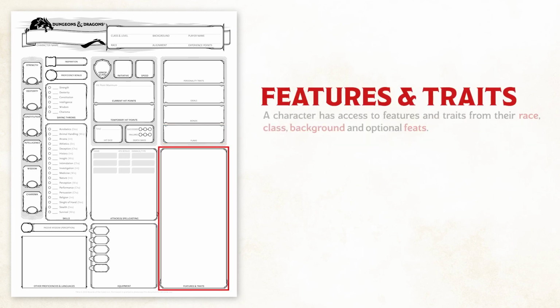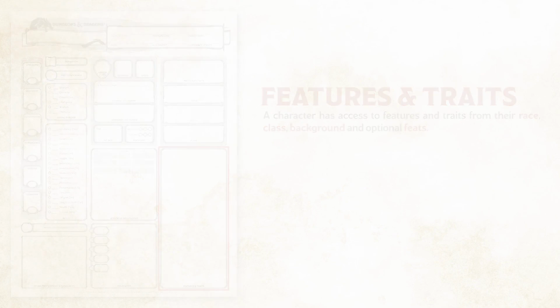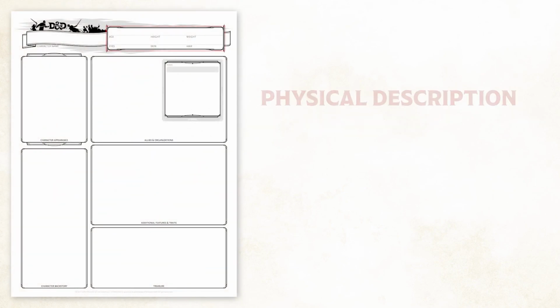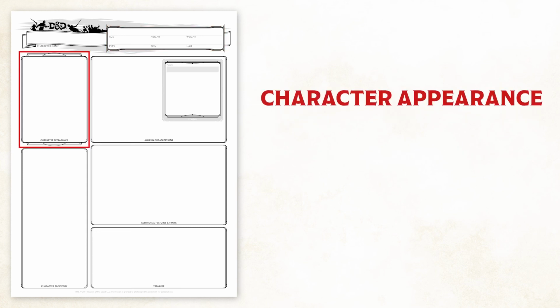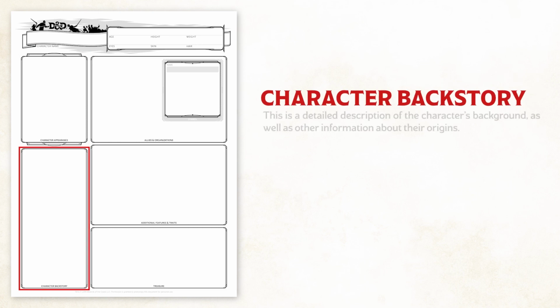Features and traits. A character has access to features and traits from their race, class, background, and optional feats. Physical description. A character's age, height, weight, and the color of their eyes, skin, and hair. Some of these features can be affected by a character's race. Character appearance. A visual representation or portrait of the player character. Character backstory. This is a detailed description of the character's background, as well as other information about their origins.